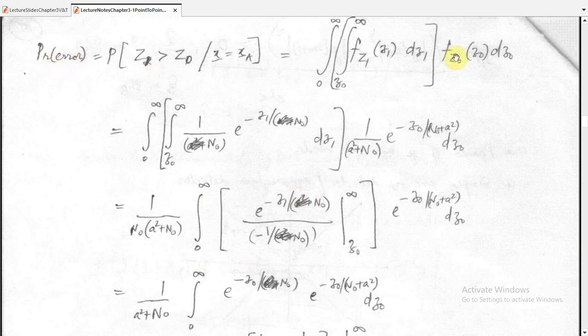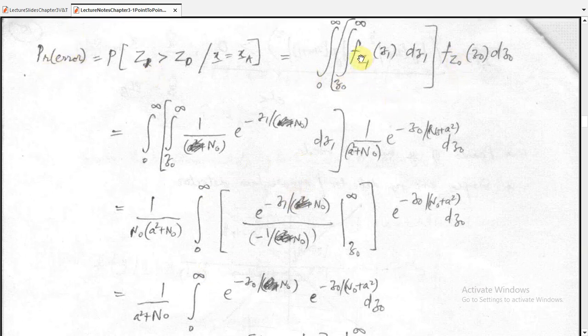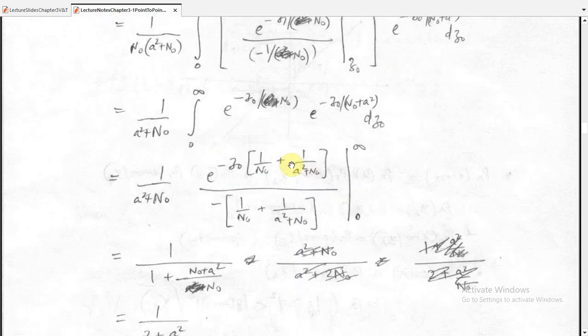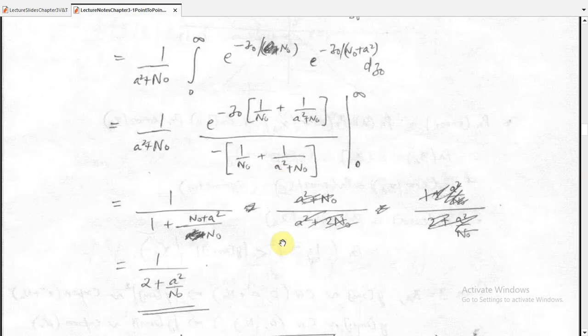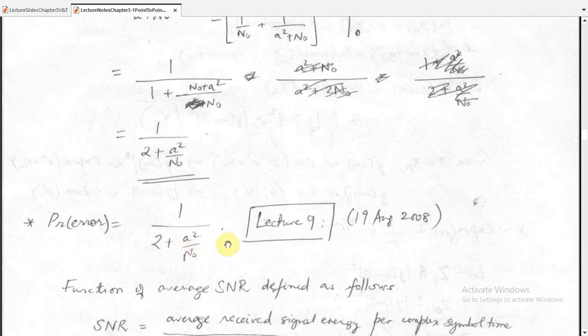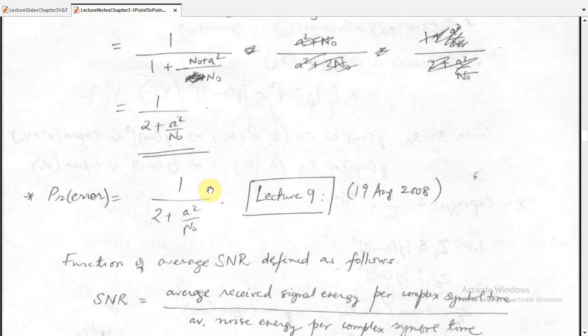The probability of error can be calculated by taking double derivatives as shown here. If the derivatives are solved, according to the equation shown here, the probability of error would now be equal to some function of SNR. We get the value of probability of error equal to 1 over 2 plus a square over n naught. So we need to see what this a square over n naught is. It looks like a familiar function.